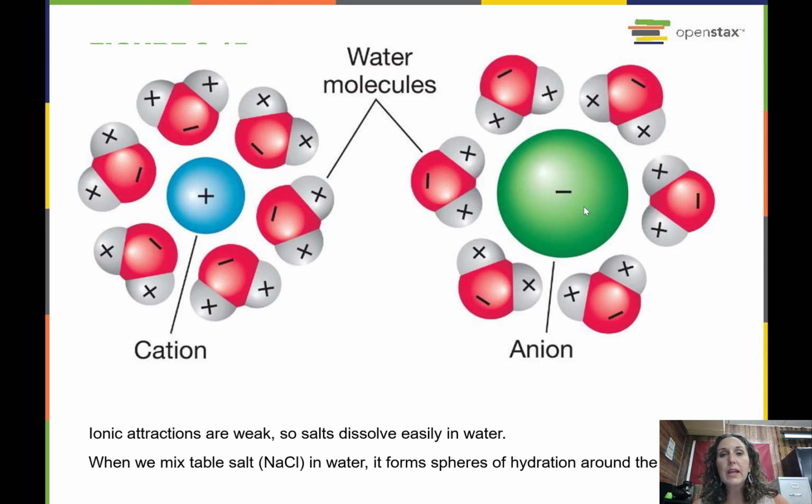slightly negative chlorine. Now, because of that, we call water a universal solvent, because most things are either polar, or they're polar covalent, or they are ionic, and those, either one of those, because of the polarity of water, can be broken up. The only thing that water doesn't mix with is things that are non-polar, like oils.